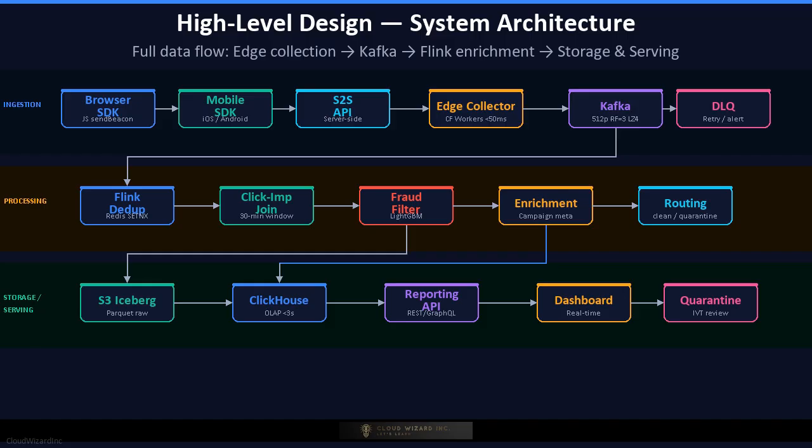At the storage and serving layer, clean events flow into S3 Iceberg for raw archival and into ClickHouse for aggregated OLAP queries. The key insight is that Kafka decouples ingestion from processing. If Flink falls behind or restarts, Kafka holds the data safely until processing catches up, with 0 loss.